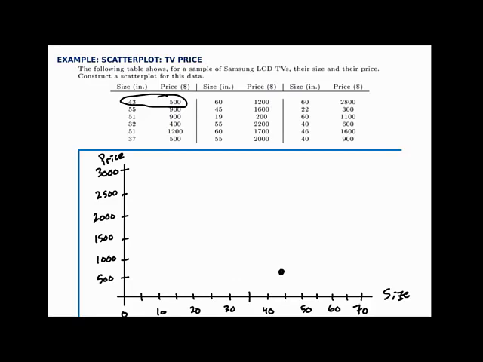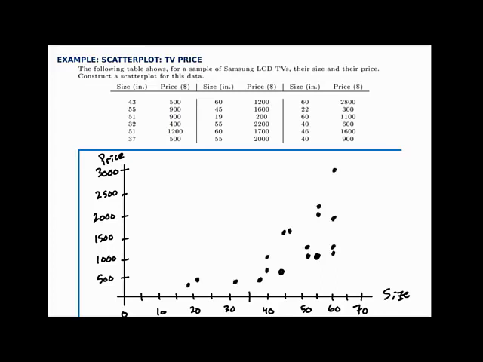For the next one, we'll go to 55 at $900. So 55 is right here between 50 and 60. $900 is right here, right under 1,000. So those two look like they cross right around here, which gives us our second point. And then we'll continue for the rest of them without showing each one in detail. I'll just show the final picture here in a moment after we've drawn all these points.